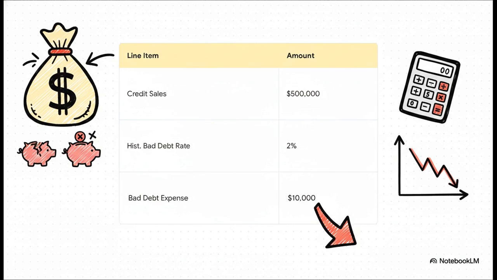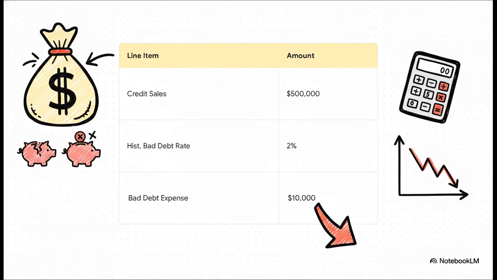Now let's put some numbers to this to make it real. As you can see here, let's say our company had $500,000 in credit sales this year. Based on our analysis of the last 5 years, we know that about 2% of our credit sales will probably end up being uncollectible. So the calculation is simple. We take the $500,000 in credit sales and we multiply it by our historical rate of 2%, or 0.02, and that gives us a bad debt expense of $10,000 for the year.